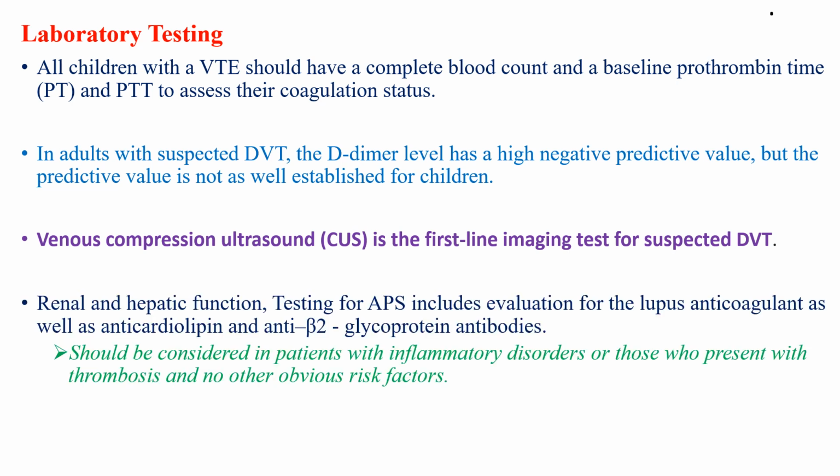Renal and hepatic function tests. Testing for APS includes evaluation for the lupus anticoagulant as well as anticardiolipin and anti-beta-2 glycoprotein antibodies. This should be considered in patients with inflammatory disorders or those who present with thrombosis and no other obvious risk factors.